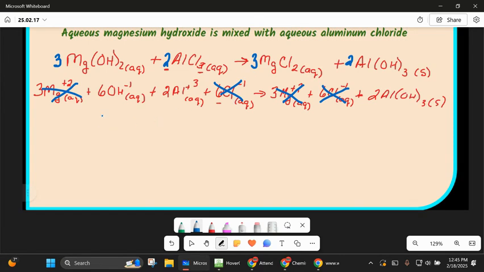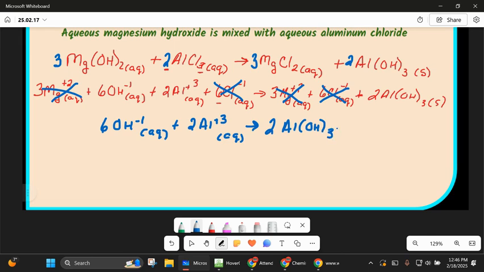And that means what really happens in this reaction is 6 hydroxide ions that are aqueous combine with 2 aluminum ions that are aqueous and create 2 aluminum hydroxide compounds. That's what this reaction boils down to, ladies and gentlemen. Out of everything that is there, this is what this reaction actually is.